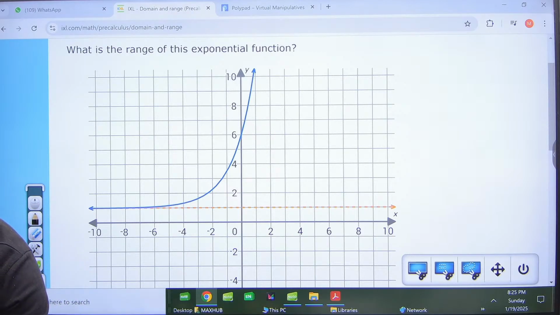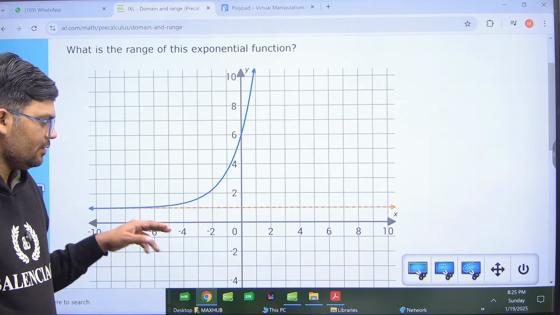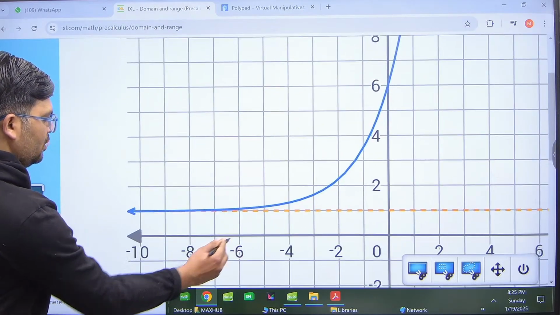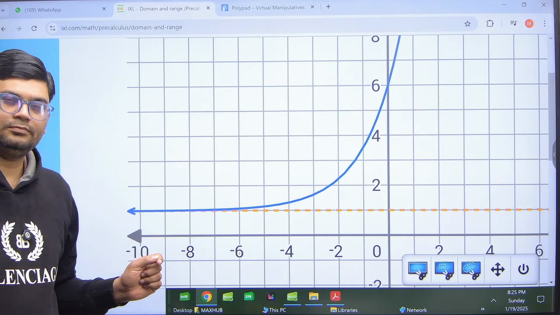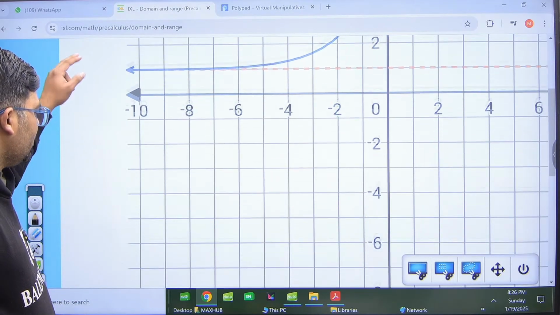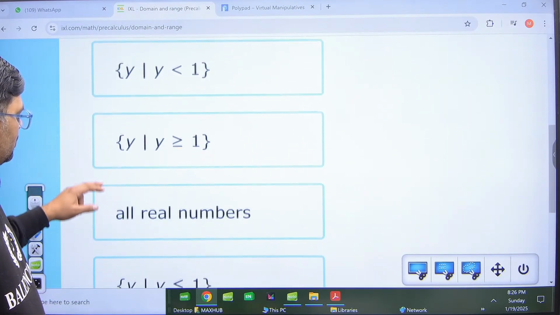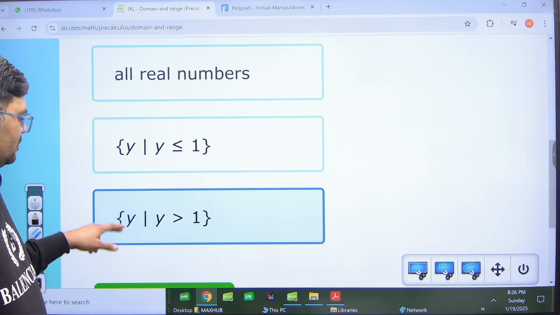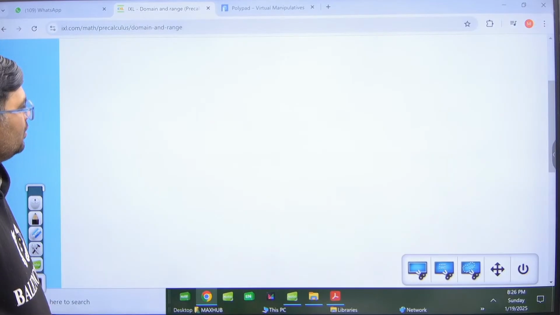Is that 1? Range, yeah, that line is 1. So it's from 1 to positive infinity. So y greater than 1, you are saying. Yes. So y greater than 1 is this one, okay? Yeah. Good.